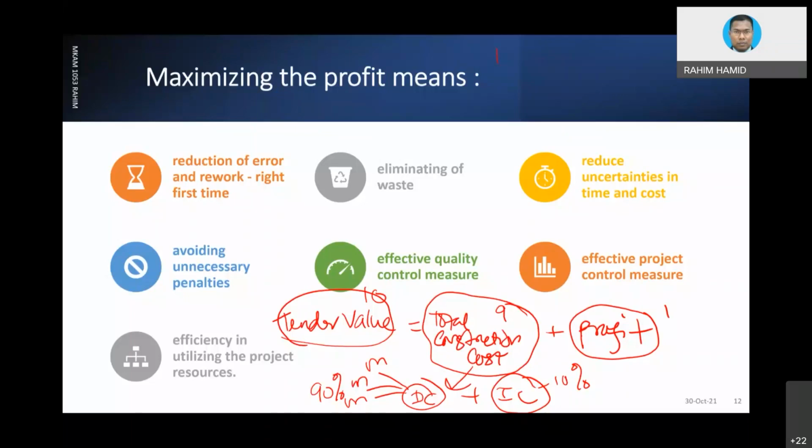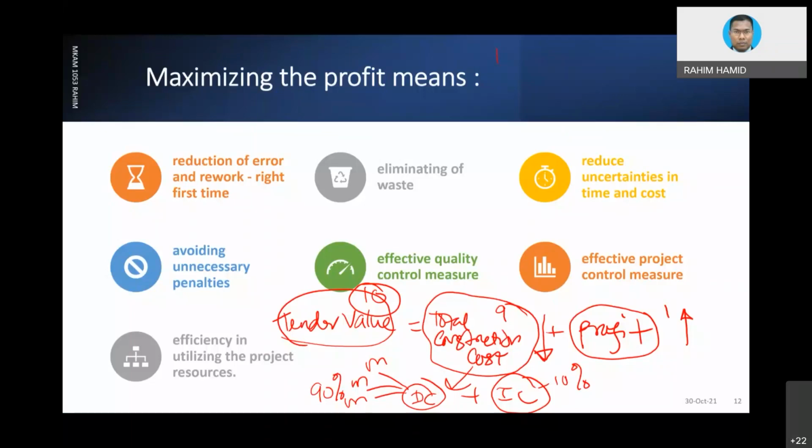Meaning, if you want to maximize a profit, you jack up the profit. The only equation is that you need to reduce costs because the tender value is there. It's almost fixed in open tender where there are bill of quantities. So the amount is almost there. So how do you maximize profit without reducing the cost? That could be almost impossible.